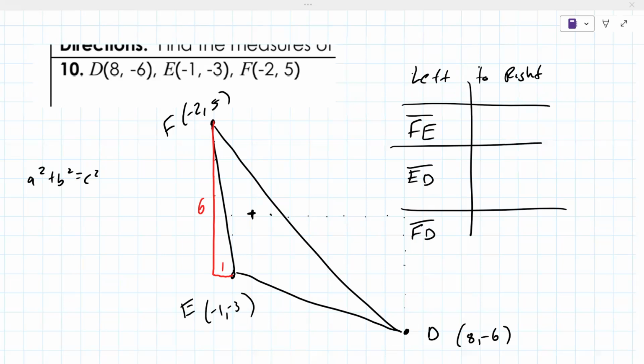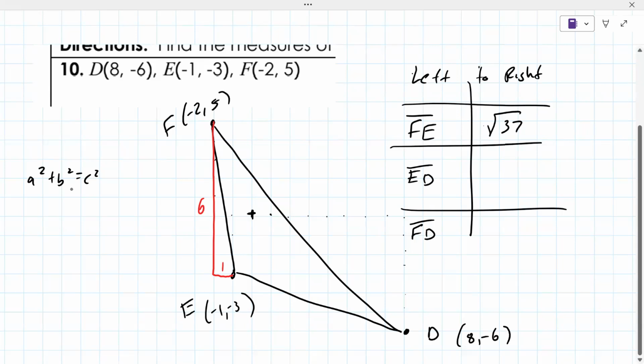Let me go ahead and put this in the chat. A is 1. What did you say B was again? The two lengths are 1 and 6. Oh, 6 squared is 36. So 1 plus 36. So what is that? That's 37. Right, so that's the square root of 37.